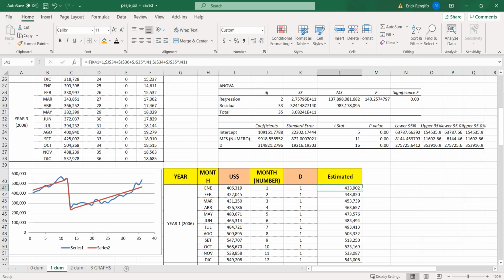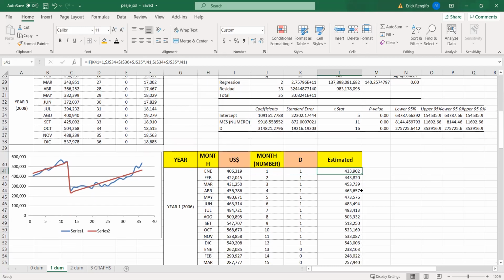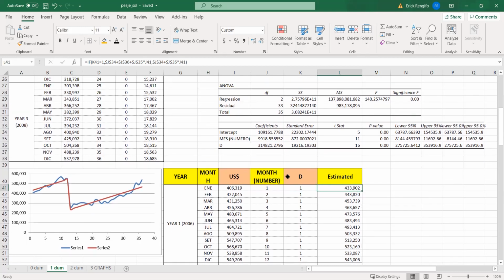So the formula is the same, but just the value of D is different. Oh no, the formula is exactly the same. It is exactly the same. It's like D is a new X. It's like a new variable. Okay.